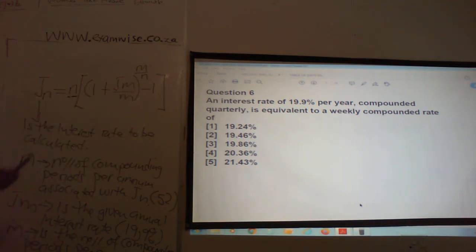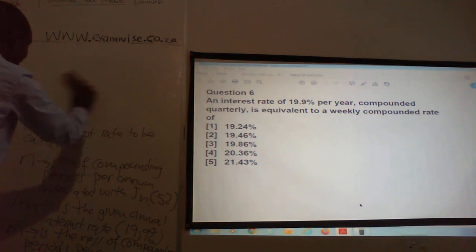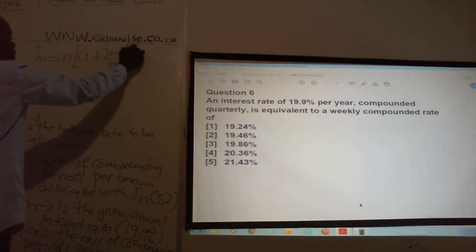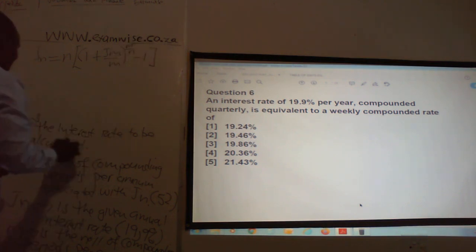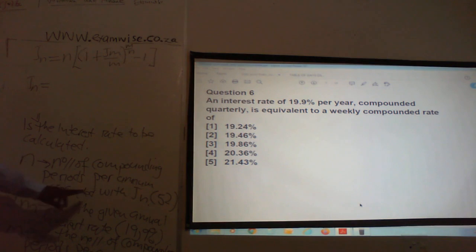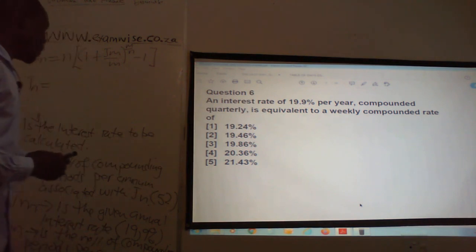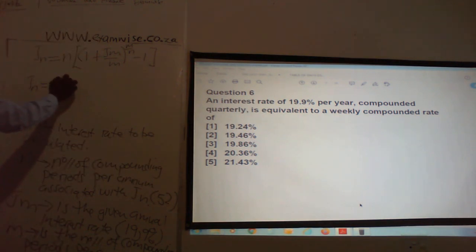So we can now substitute into our formula. Let me write it on top. Our formula is Jn equals n times the bracket of 1 plus Jm over M, to the power of M over n, minus 1. So our n, the number of compounding periods per annum associated with Jn, is 52, since interest is compounded weekly. So here we have our 52.